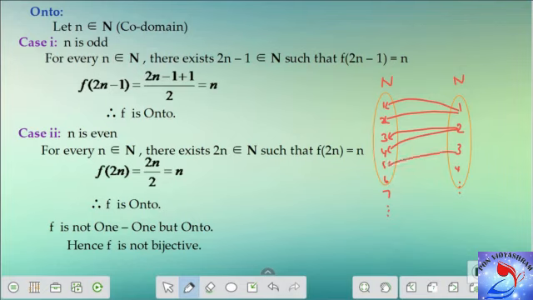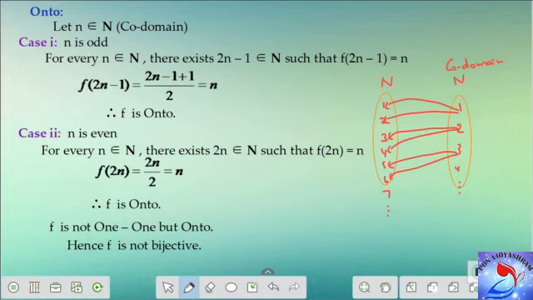And if you take 3, you will have a pre-image. You will have two pre-images. So you can see all the elements in the codomain, that is, this is your codomain, will have a pre-image, or actually two pre-images in the domain set, and hence the given function is onto.